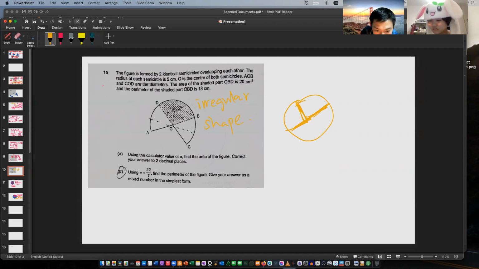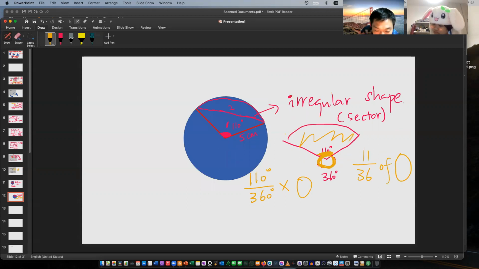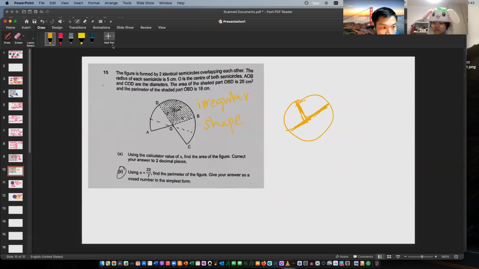So the key for this question is still this concept. You need to find out the angle first of this irregular shape. So if you think of this question, that means you need to find out the angle of this one, or the angle of this one. You either find out the orange angle, or you find out the red angle.